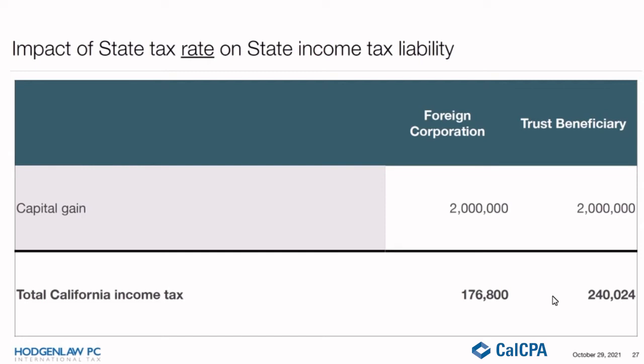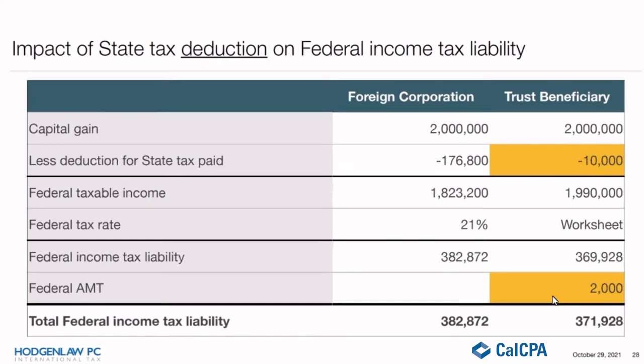It ain't that much. Well, then we've got AMT that we have to add back for the trust beneficiary because government hates humans and loves corporations, I guess. And there you have the total federal tax liability, 382,872 for a foreign corporation and 371 for the trust beneficiary. It's not a big deal under current tax rules. Again, wait for Congress to act and see what they do. But at the moment, the spread is frankly not worth worrying about.